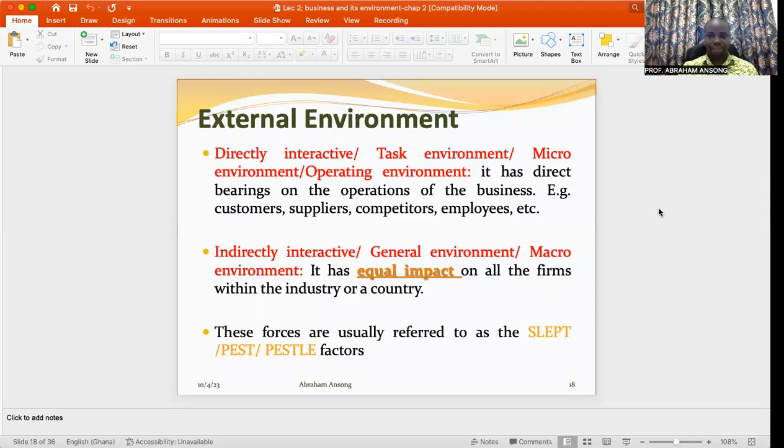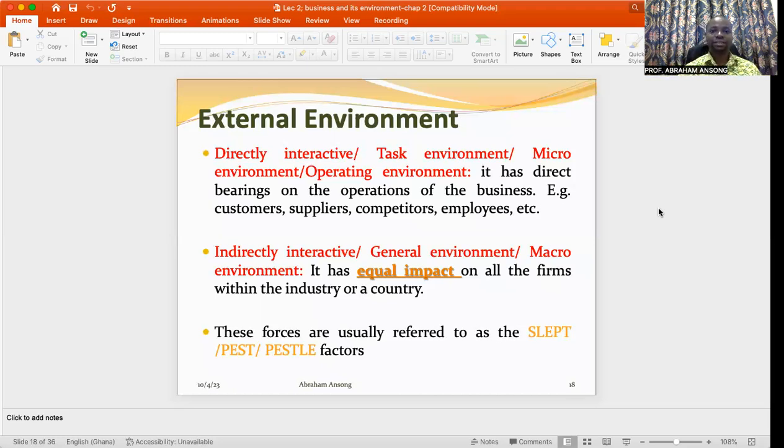So in this environment, that is why they are called directly interactive. They tend to have a direct impact on the performance of the business organization if there are any changes in that type of environment. Okay. Then we have the indirect or the macro environment. So it has equal impact on all firms within the industry or a country. So they also tend to have some impact on the business, but their impact is indirect. Sometimes they are general issues. That's why they are called the general environment. There are general things happening in the external environment that impact equally on all businesses, okay?